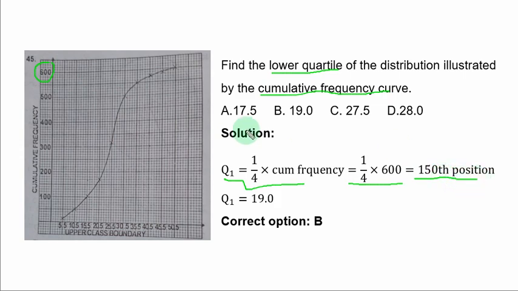150 position. So you come here, this is 150. So you trace 150 to meet the curve, and you trace down to the cumulative frequency axis, and that point is 19.0. So B is the correct option.